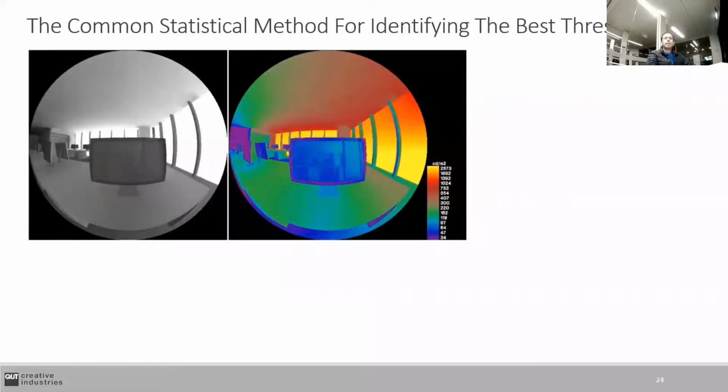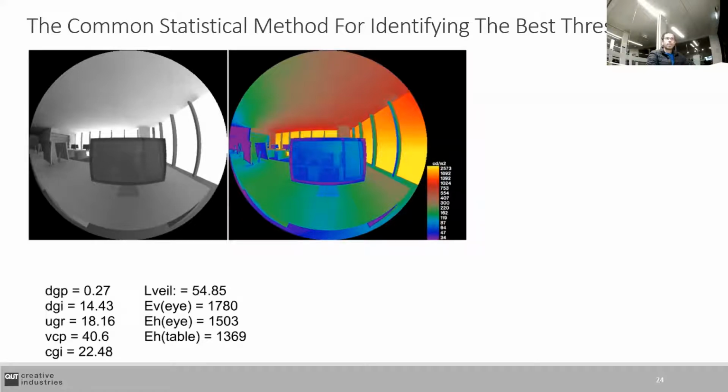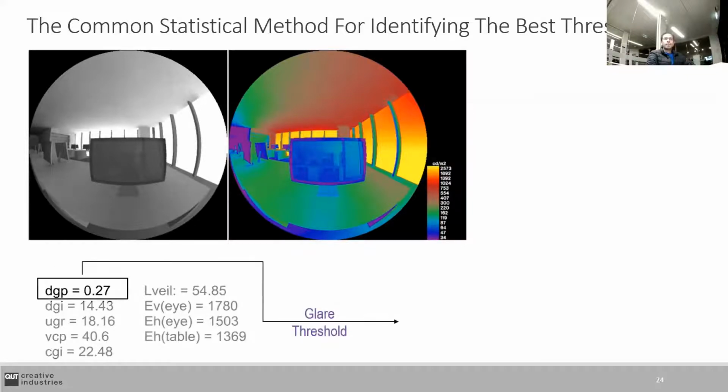So to give you a sense of how people usually develop a threshold, they relate to one of the glare metrics that already exist and define which number is higher than a threshold, it becomes a glare situation. If it's lower than that, it will not be a glare situation. So if we analyze an image like that, and we take the DGP, for example, we can see that this number is now 0.27.